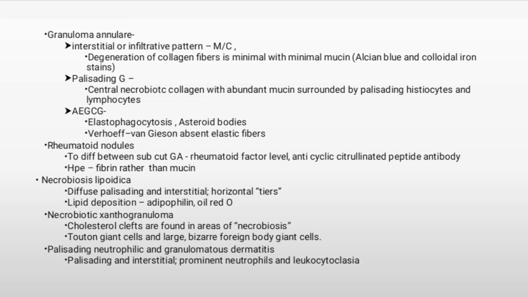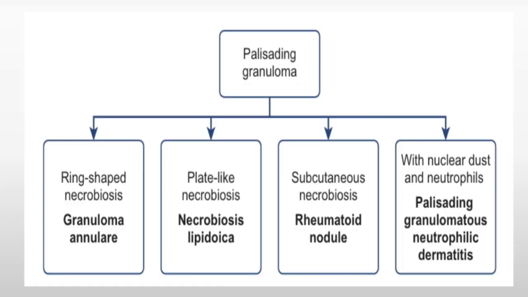Palisading neutrophilic and granulomatous dermatitis contains palisading and interstitial granuloma with prominent neutrophils and leukocytoclasia. So classically, palisading granuloma can be seen in granuloma annulare, necrobiosis lipoidica, rheumatoid nodules, and palisading neutrophilic granulomatous dermatitis.